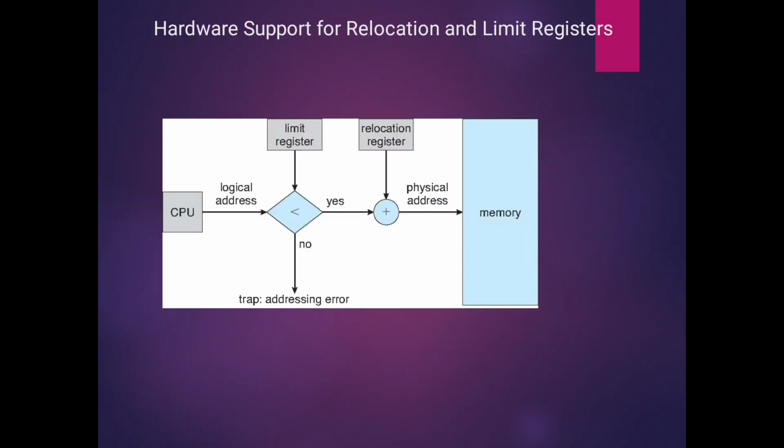The CPU-generated logical address is checked against the limit register. If the condition is satisfied, then the relocation value is added, which forms the physical address that is referred to in memory.